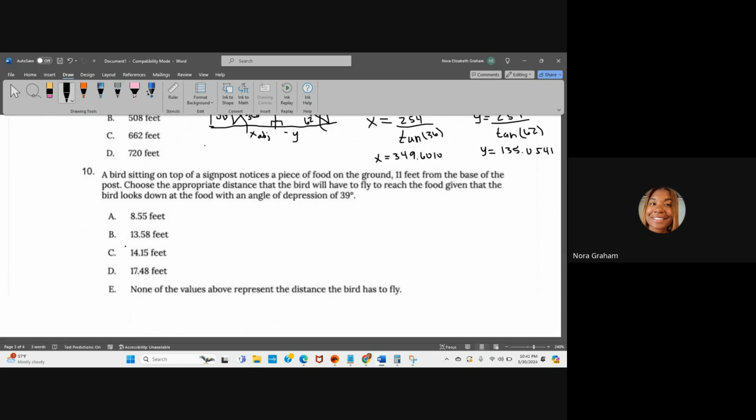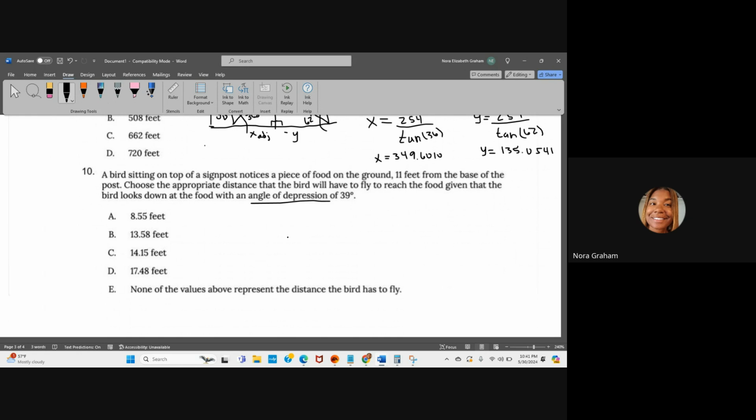For number 10, a bird sitting on the top of a signpost notices a piece of food on the ground, 11 feet from the base of the post. Choose the appropriate distance that the bird will have to fly to reach the food, given the bird looks down at the food at an angle of depression. So this one's going to be a little different because we're doing an angle of depression.